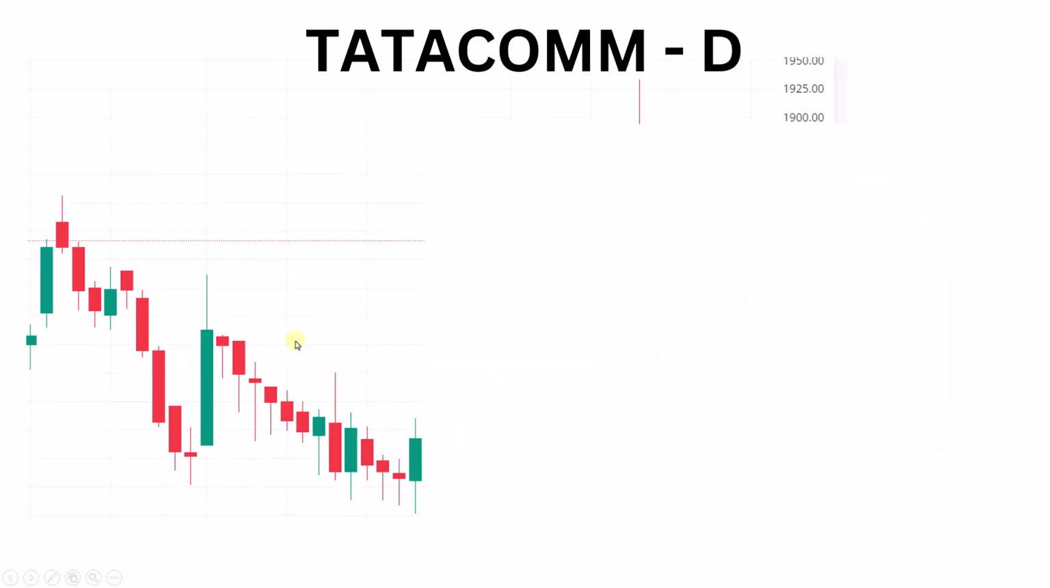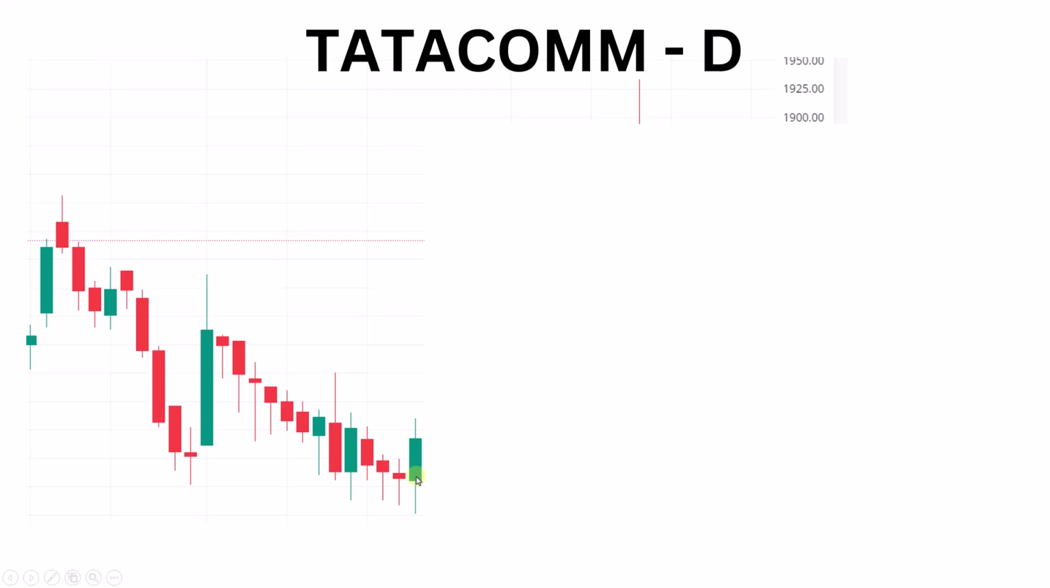Next, let us move to one more example. So Tata Communications, price has been moving down, price has been coming down, and we see a bullish engulfing pattern. Now here we have a small red body, and a green body completely covering the red body. Okay, so this is, I can say, a perfect bullish engulfing pattern.